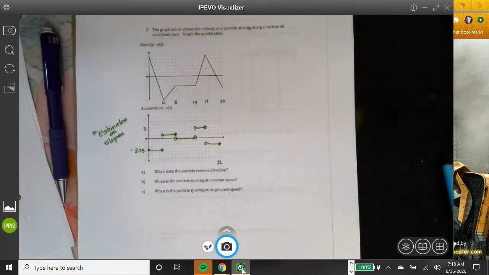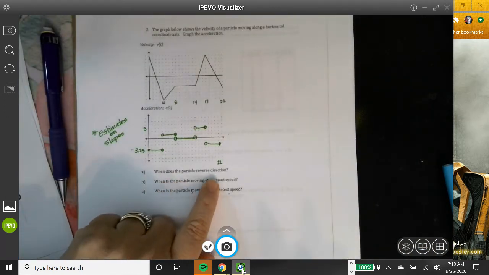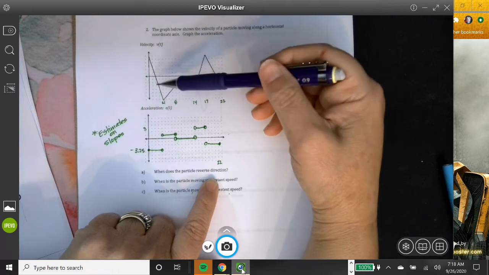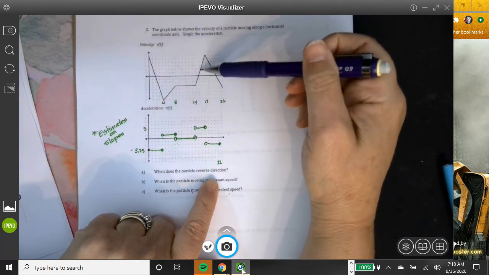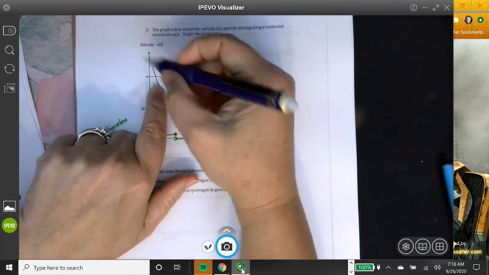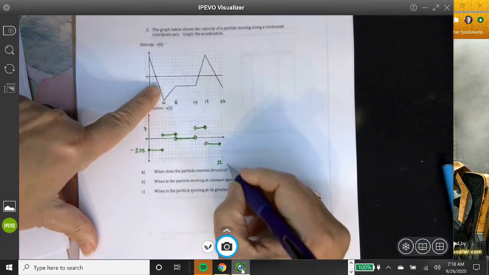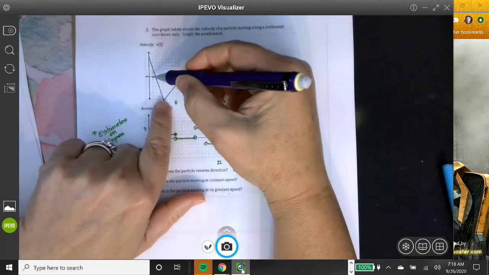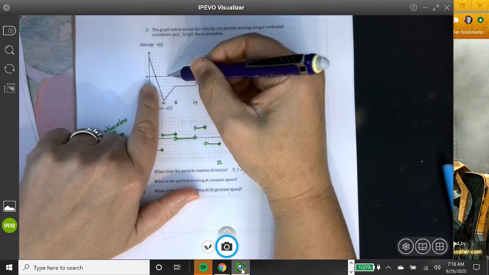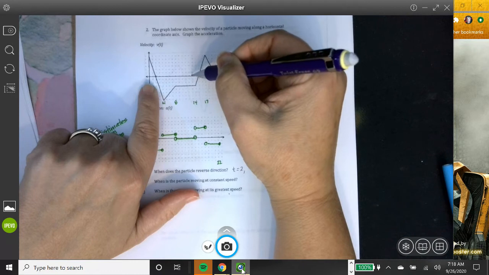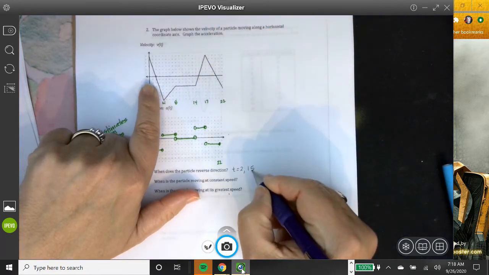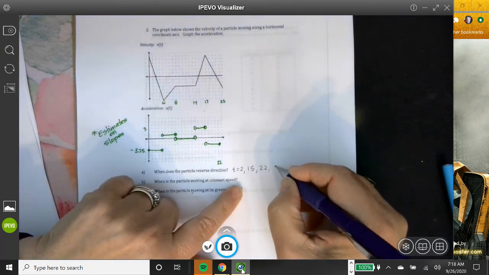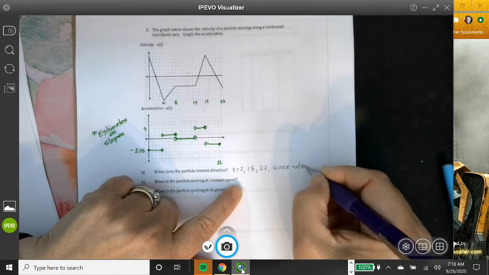So how do I know when the particle reverses direction? I look at the velocity graph. It goes from positive to negative here, here, and here. So I know that looks like t equals 2. So we're going to say at t equals 2, and at t equals 1, 2, 3, 4, 5, 6, 7, 8, 9, 10, 11, 12, 13, 14, 15. At 15, and then if that's 22, that's going to be 20, since V of t changes signs.